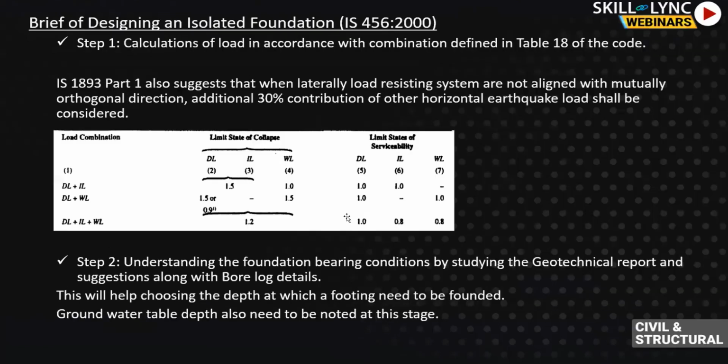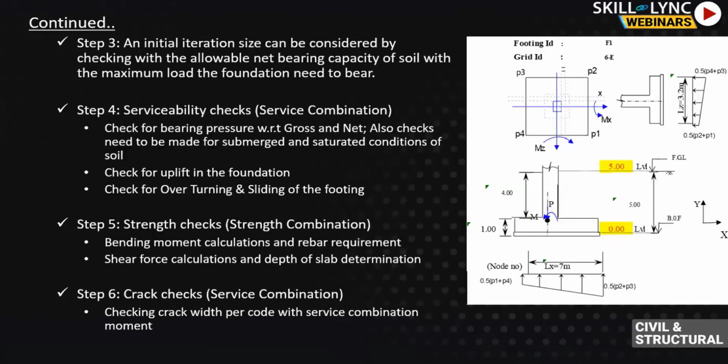Going back to the previous slide, you could see that Table 18 suggests 2 different types of combinations, one with a limit state of serviceability and one with a limit state of collapse. So in our engineering stream, we would call these serviceability combinations, which would be generated by combining all the initial load cases, and this would be termed as strength combination because it's in a limit state of collapse. Similarly, the service combinations need to be considered for the serviceability checks.